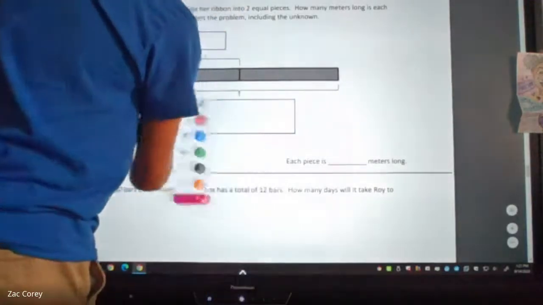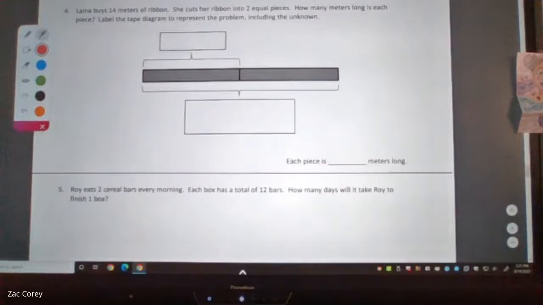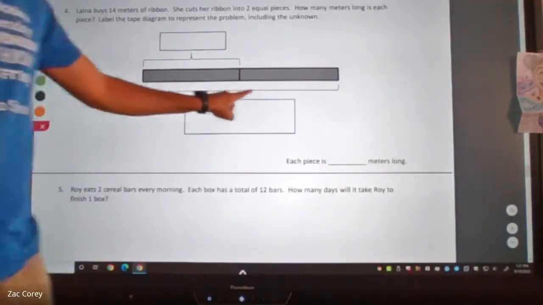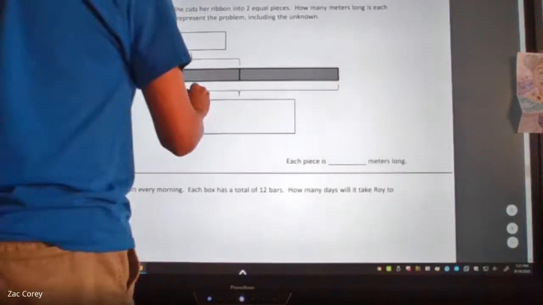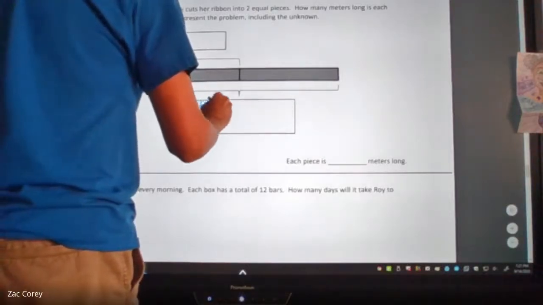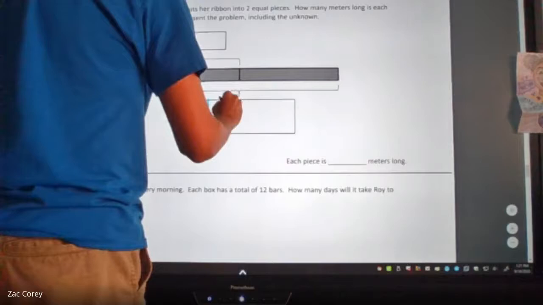All right, so Lana buys 14 meters of ribbon. So this one here, this long bracket, that should equal 14, right? Because that's the total we're talking about. So that should equal 14. You can just write 14. I'm going to write 14 meters of ribbon.